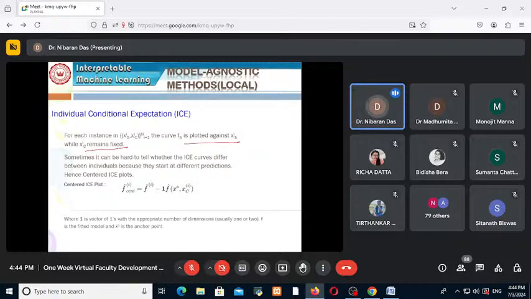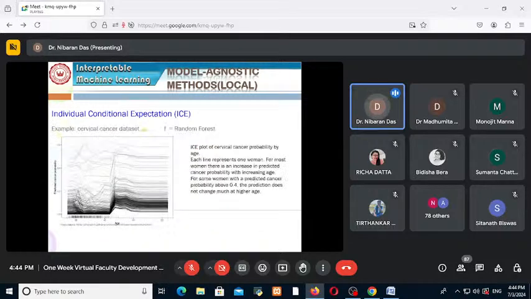But it is hard to tell sometimes. The ICE curves differ between individuals because they start at different predictions. So for this, centered ICE plots are preferred. If x_a is the center point, and the corresponding vector has an appropriate number of dimensions, usually 1 or 2, you will get this kind of curve from there.